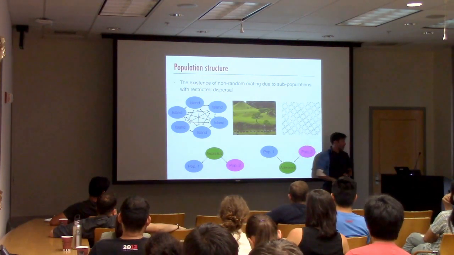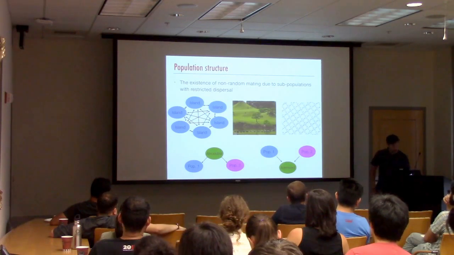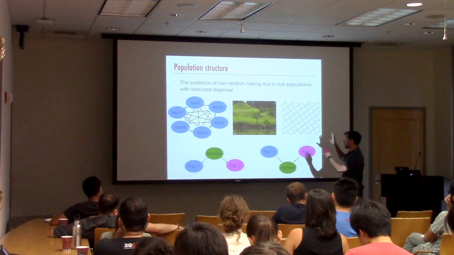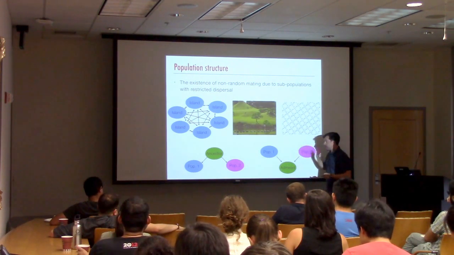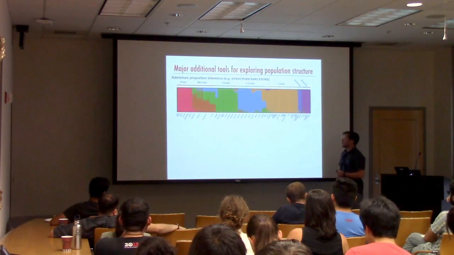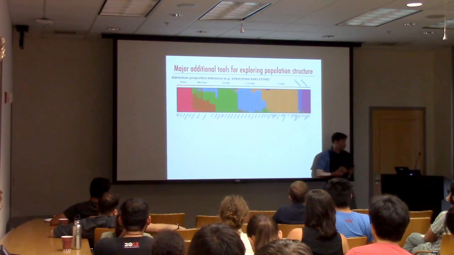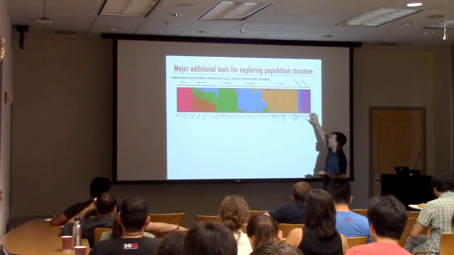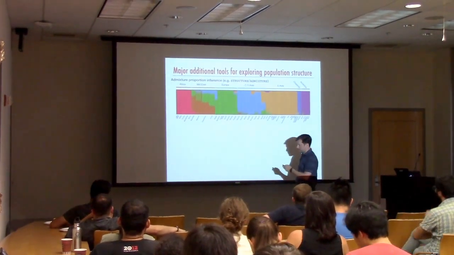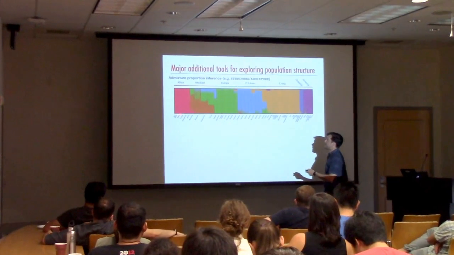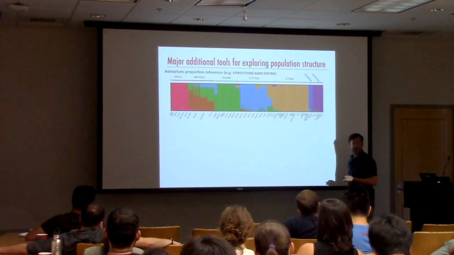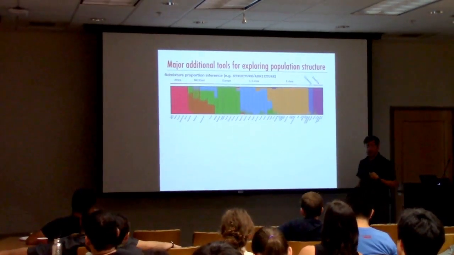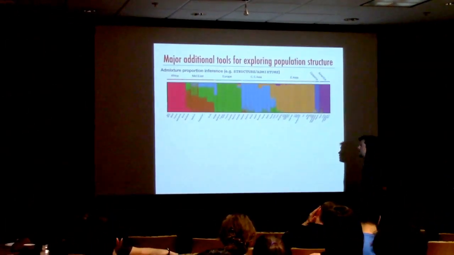Okay, so that's just some basic forms, but of course reality is more complicated, and sometimes it doesn't fit into one of these canonical forms. Some of the major tools that are used for studying population structure include admixture proportion inference. So this is something I'll talk about more, but each of these vertical bars represents an individual, and the colors represent their proportion of ancestry from various ancestral populations.